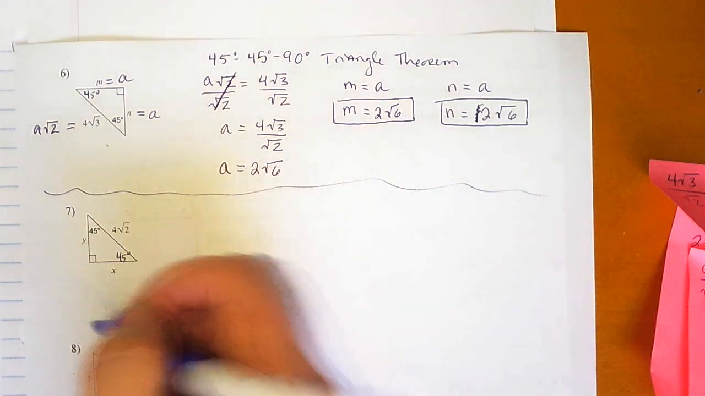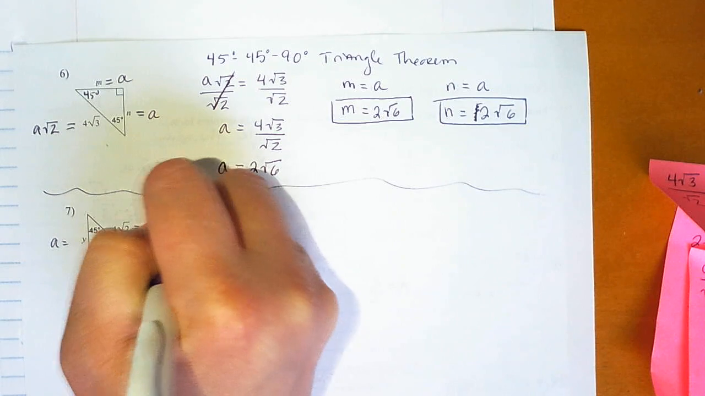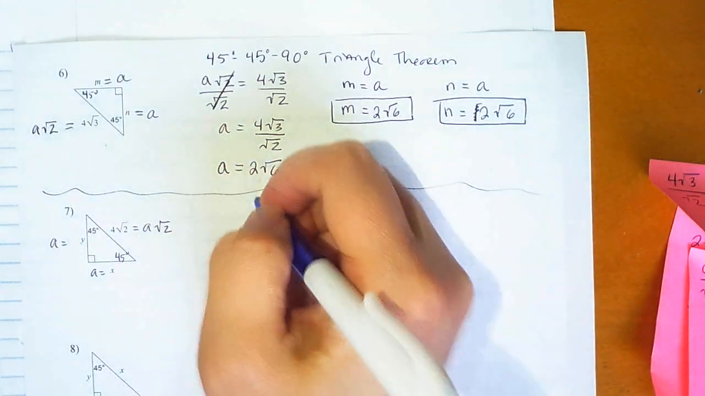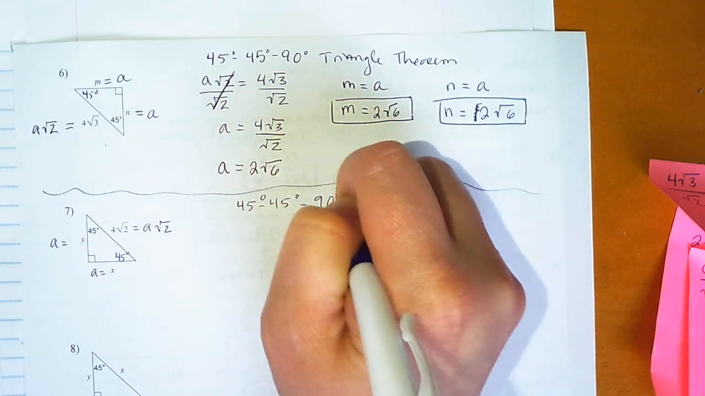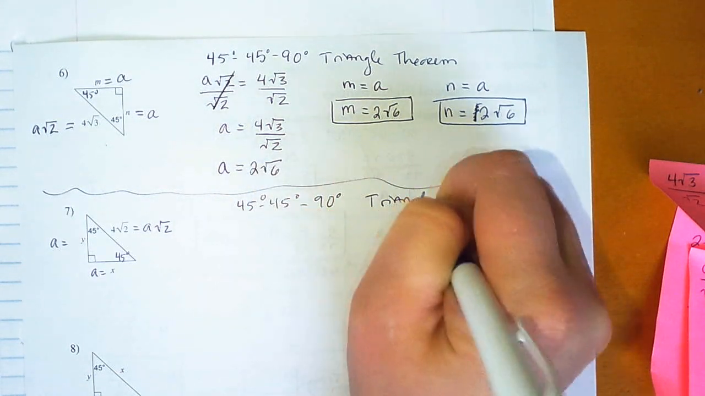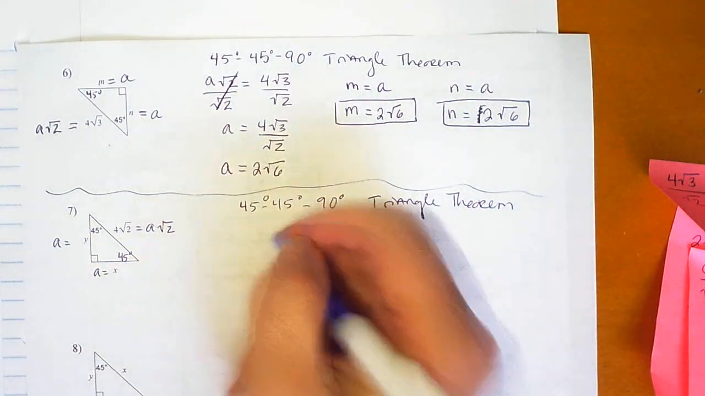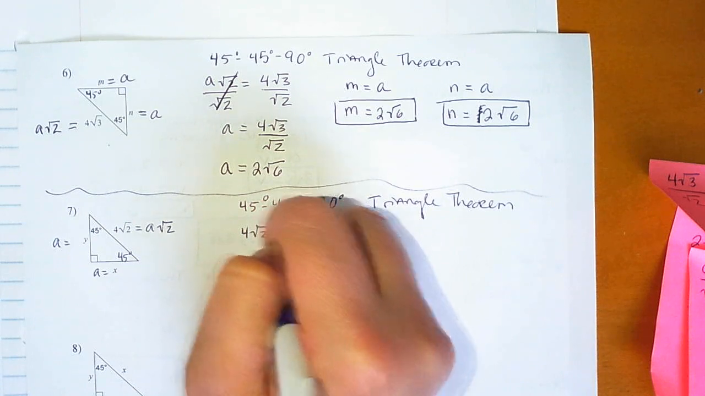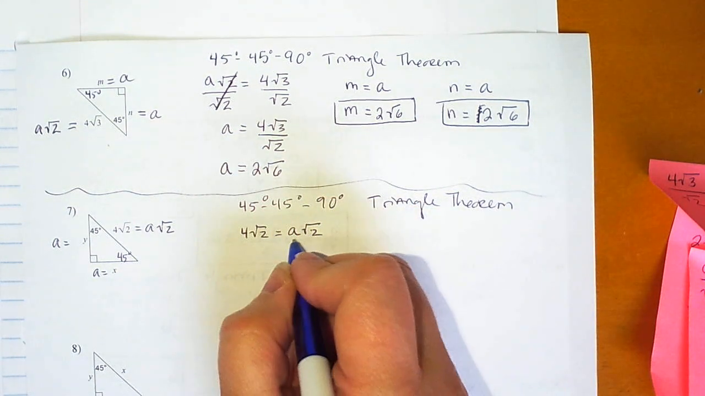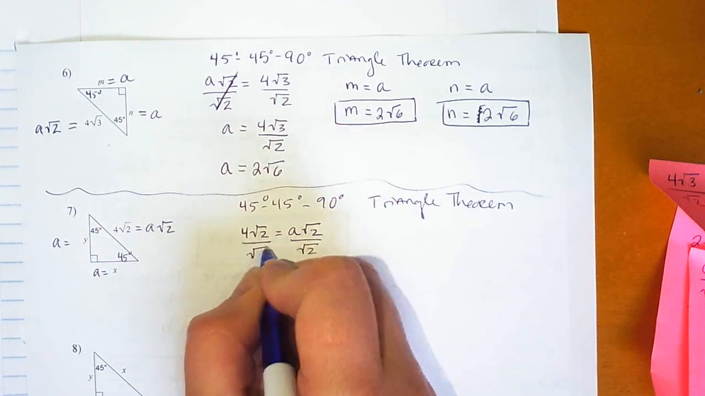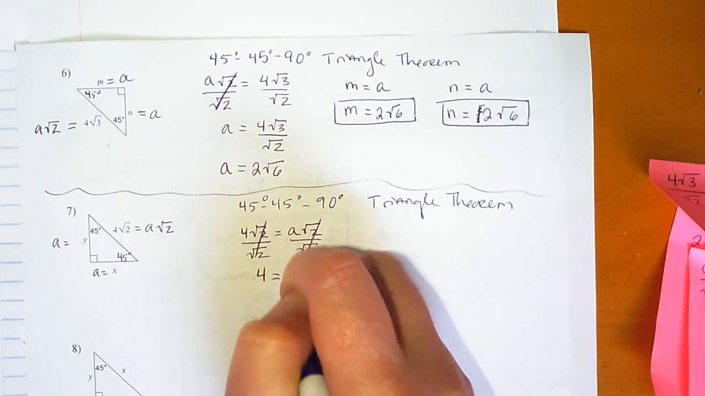I'm just going to use a here to keep it simple for myself. This is a, and this is a root 2 using the model. And this is the 45, 45, 90 triangle theorem. And to solve this problem, I already have this side kind of isolated. 4 root 2 equals a root 2. I just need to get the variable a by itself. Divide by root 2. These cancel. And we get 4 equals a.